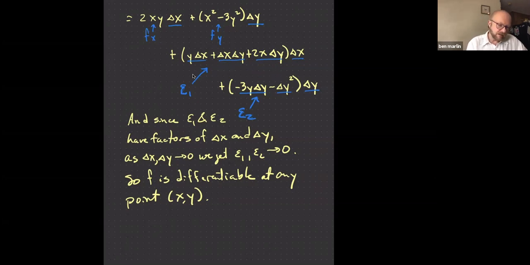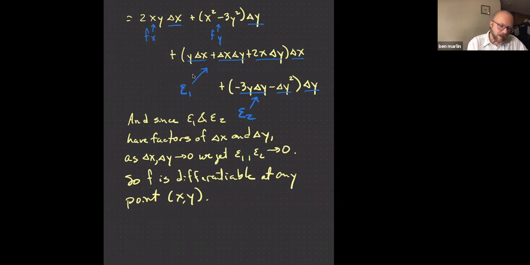So now that we've identified what epsilon 1 and epsilon 2 are, and we see that even after factoring out the delta x, we're left with another factor of delta x or delta y, then that tells us that our epsilon 1 is going to go to 0. And by the same token, because we've got a factor of delta y beyond the first one we factored out going into the epsilon 2, then epsilon 2 is going to go to 0.